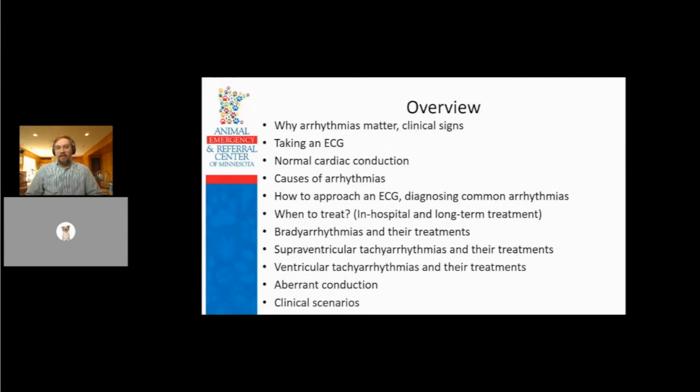Then we'll go over the different types of arrhythmias: slow arrhythmias, fast ones from the top heart chambers, and fast ones from the bottom heart chambers. We'll talk a little bit about when you treat and when you don't. Then we'll touch on aberrant conduction that you can see on EKGs that aren't necessarily arrhythmias. And then we will talk about different clinical scenarios, like what you do when you see a couple of these things in practice.